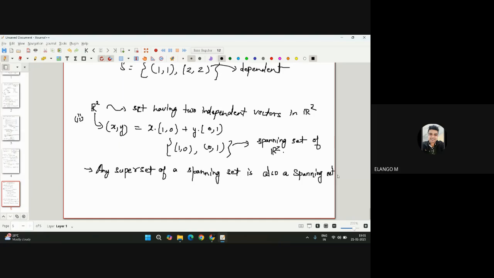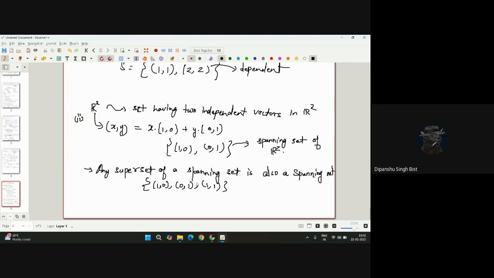So here if I actually say, yeah, please go on. Actually, a superset is like making that spanning set dependent. Can I say that? You are saying if I make a superset, then it will become dependent. Yeah, correct. Okay, we'll see all the things, but let's first cover this point.